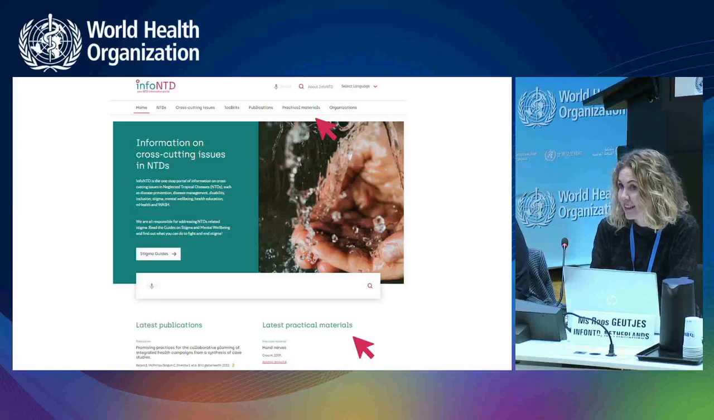We're very excited that it has been launched last week. And this is the first prototype online, and in the next couple of weeks we will further optimize the tool and add more resources to it. But please feel free to have a look and to let us know if you have any suggestions.